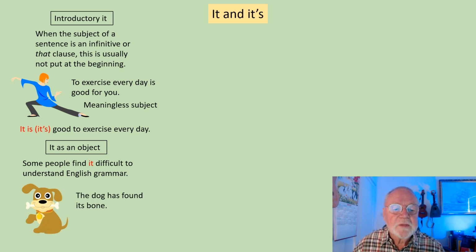But be a little bit careful here because here's a dog with its bone. So we could say, the dog has found its bone. And notice there is no apostrophe between the T and the S of its. That's because it's the possessive version of its. It's in its mouth. The first it's means it is. In its mouth, its, the second one, is possessive. So make sure you know which one you're using when you use its.